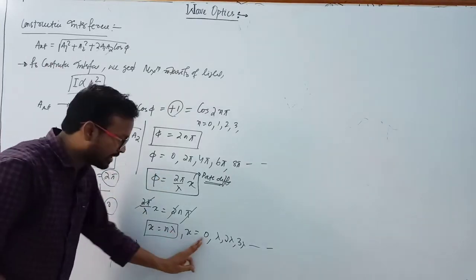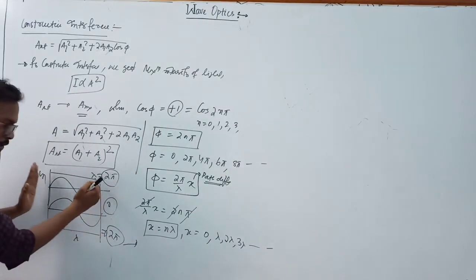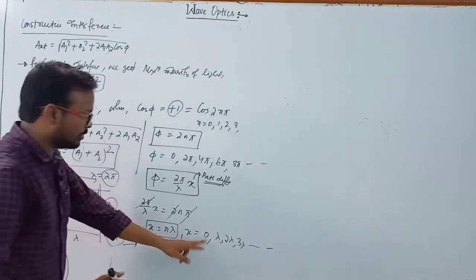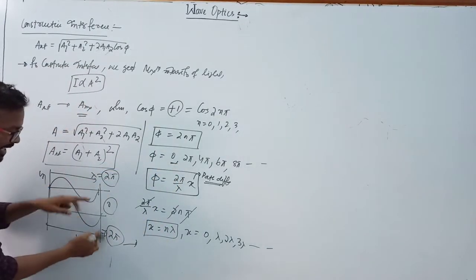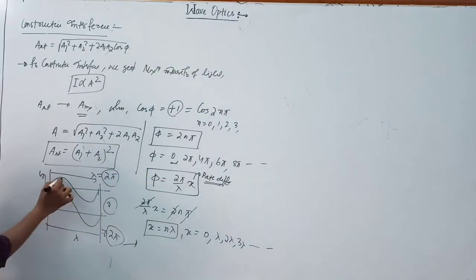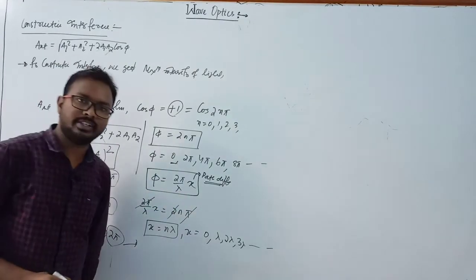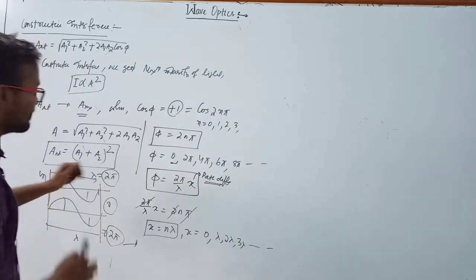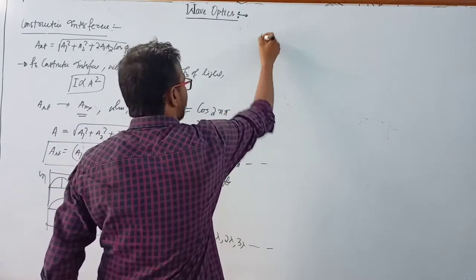So when path difference is 0, and when path difference is lambda, then we get constructive interference. When phase difference is 0 also, or 2 pi, if we minus 2 pi, then 0. Then phase difference is also 0, so we get constructive interference. This is the condition for constructive interference. Clear? So in this case we can write the intensity.